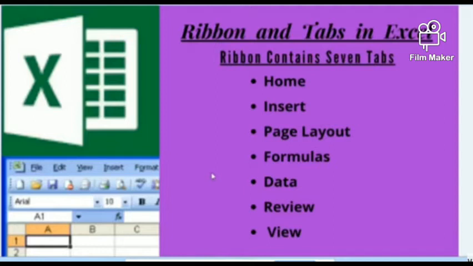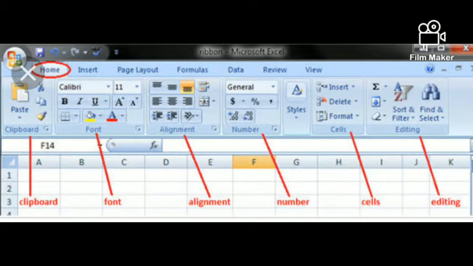We had already completed most of the topics from this chapter: advantages of spreadsheets and components of spreadsheets. Today we will know about the ribbons and tabs in Excel. Basically, the ribbon contains 7 tabs: Home, Insert, Page Layout, Formulas, Data, Review and View. Today we will cover Home, Insert, Page Layout, Formulas and Data. So the first one is Home.